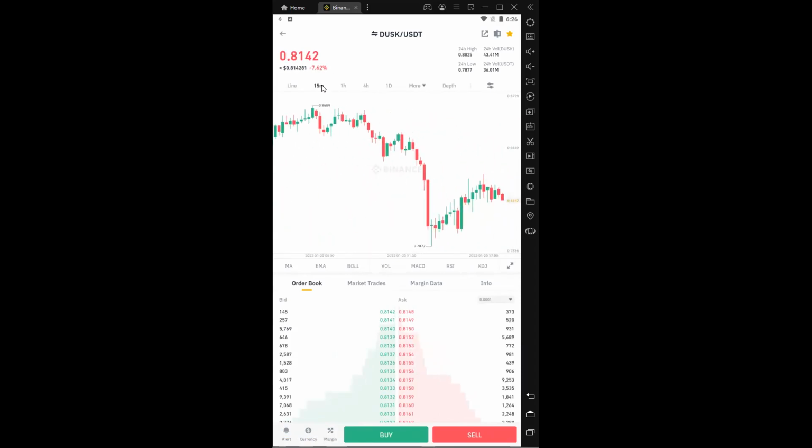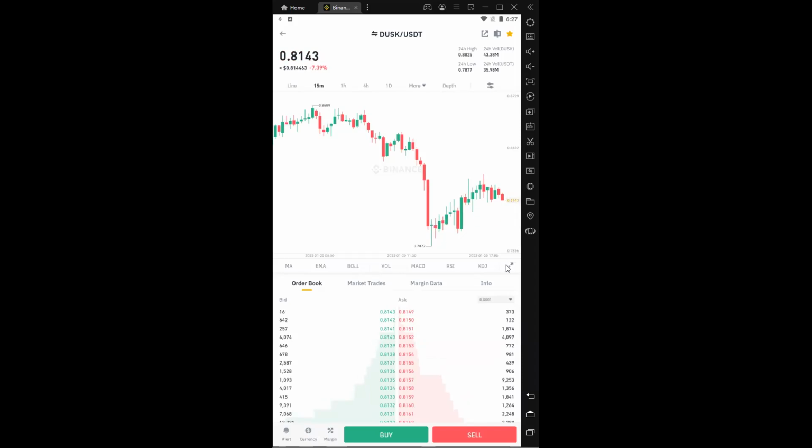We have various time frames. I'm selecting the 15 minutes time frame. Every one of these candles shows what happens every 15 minutes. So every candle has the details of what happened in every 15 minutes of this coin. You can select the candle to know what time it was at that particular point in time.